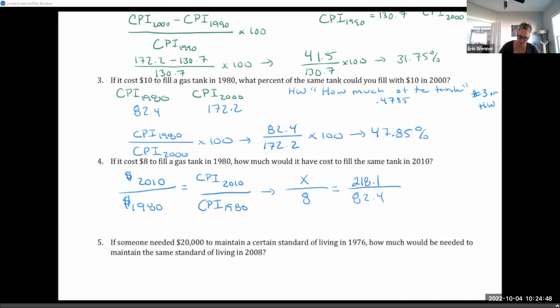If we cross multiply, we're going to take 82.4 and multiply it by X, and set that equal to 8 times 218.1. 8 times 218.1 gives us 1,744.8. Dividing both sides by 82.4 gives us approximately $21.17.